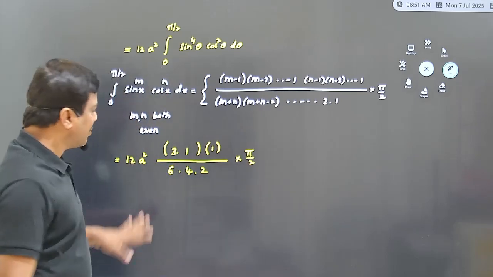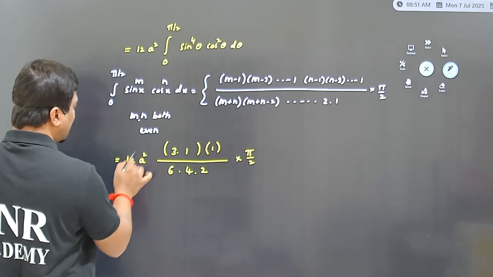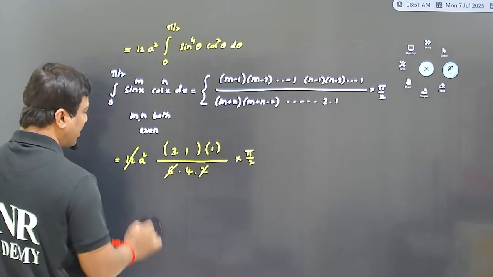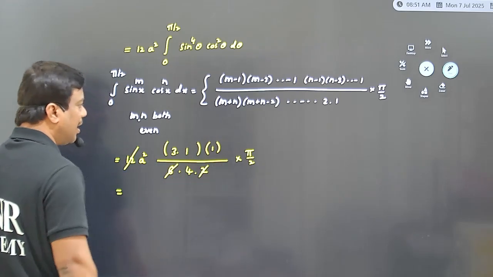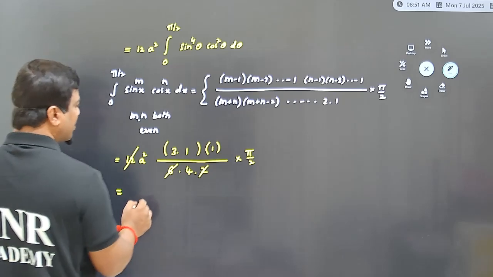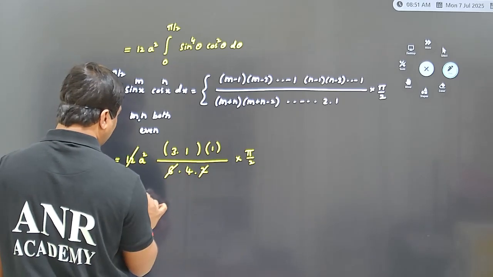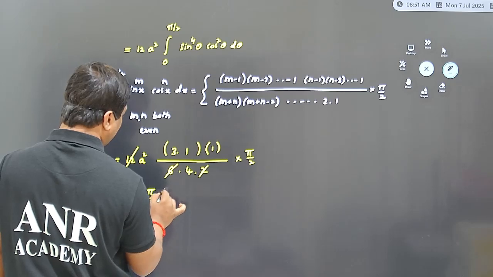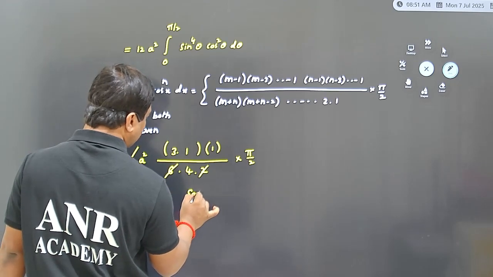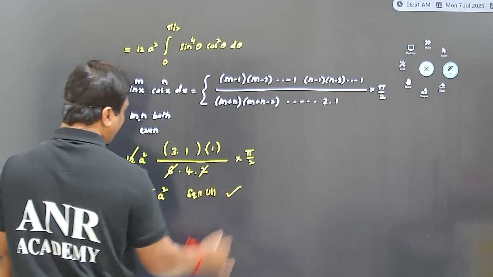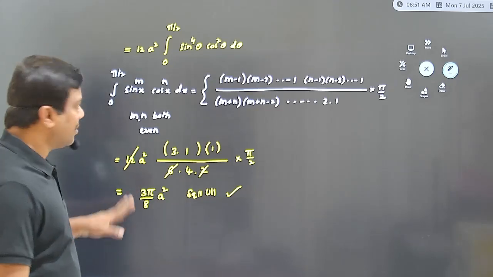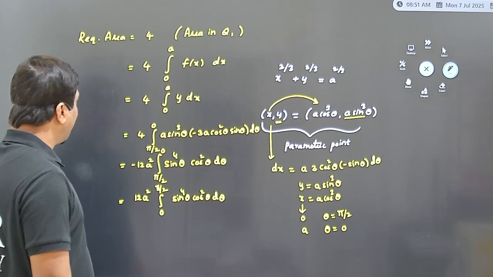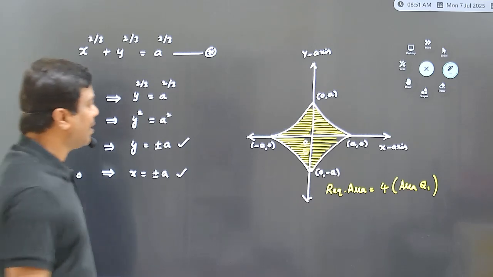Now I am going to simplify this. Here you have 12, and 6 into 2 is also 12. These two get cancelled. And now you will get finally 3 pi by 8 multiplied by a square units. This is the required area. So on solving the integral, you got finally 3 pi by 8 into a square.